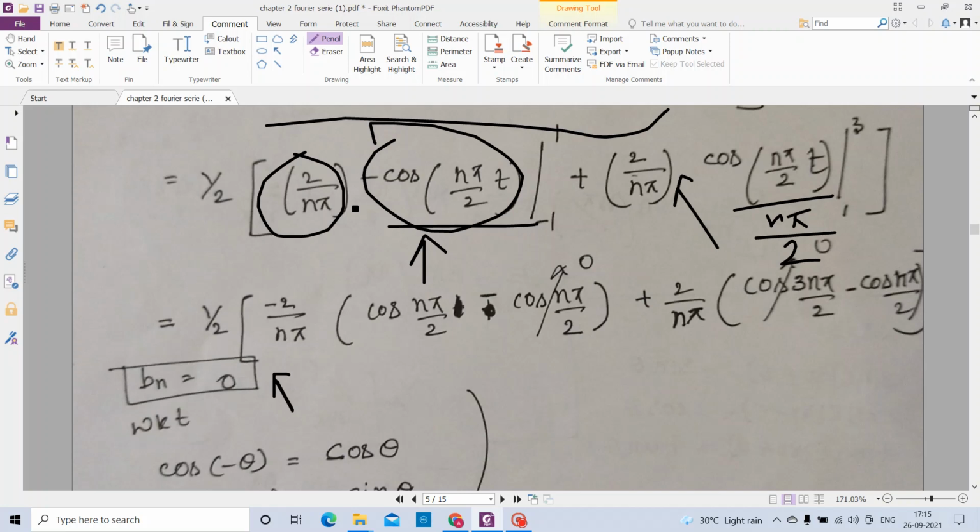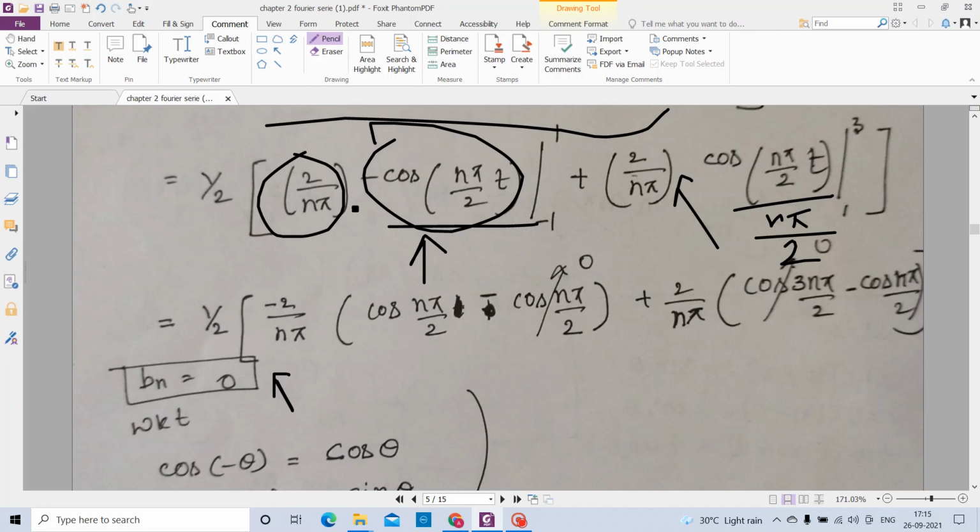The coefficient is 0. How did we get that one? Just substitute the upper limit and lower limit. After substituting, we know that cos 180 is 0, right? Cos 180 is 0. Otherwise, no need to substitute that one also.